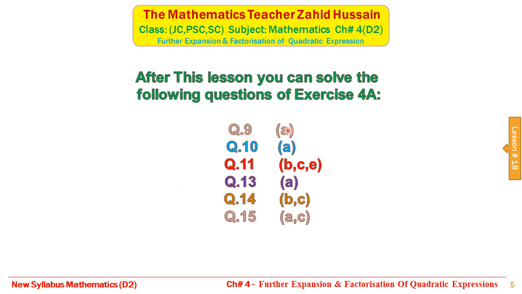क्वेश्चन नंबर 9 का ए पार्ट, क्वेश्चन नंबर 10 का ए पार्ट, क्वेश्चन नंबर 11 के बी सी और ई पार्ट, क्वेश्चन नंबर 13 का ए पार्ट, क्वेश्चन नंबर 14 के बी सी और क्वेश्चन नंबर 15 के ए सी पार्ट्स. तो ये इसी तरह के सारे क्वेश्चंस हैं जो हमने किए हैं. तो होप दिस लेसन इज क्लियर.